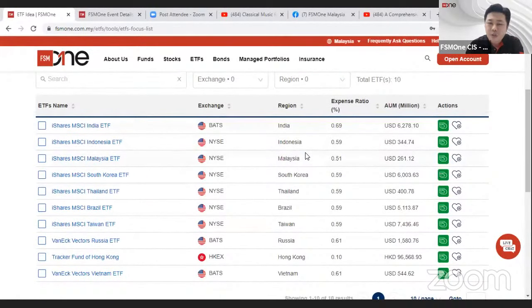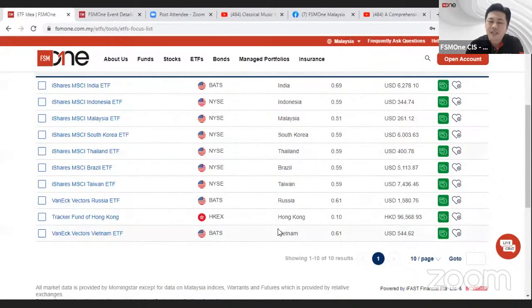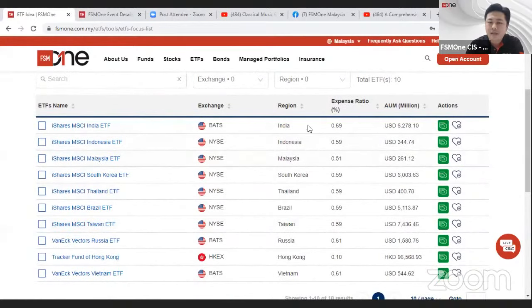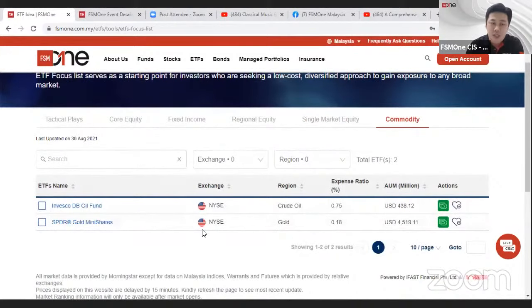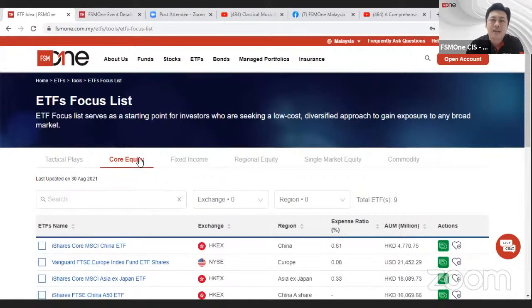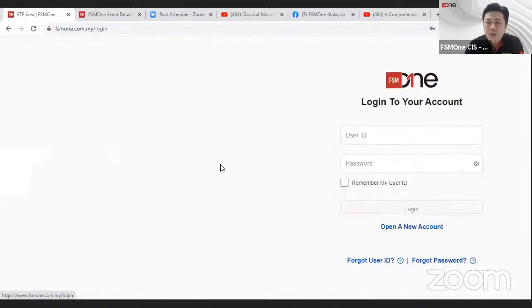Because if you invest in unit trust fund, it is very unlikely you are able to find a fund that invests in Vietnam or a fund that invests in Russia. So in this case, you can utilize ETF to gain that particular exposure in single market equity. And then we do have commodity recommendations as well. So this will be the ETF Focus List that I would like to put a shout out and let everyone know. So okay, let me log into my account.